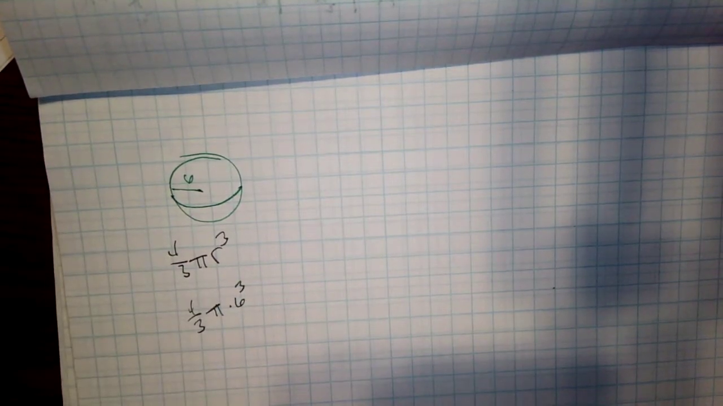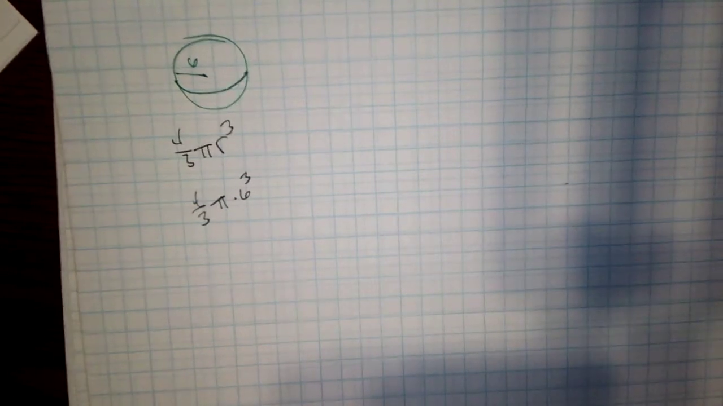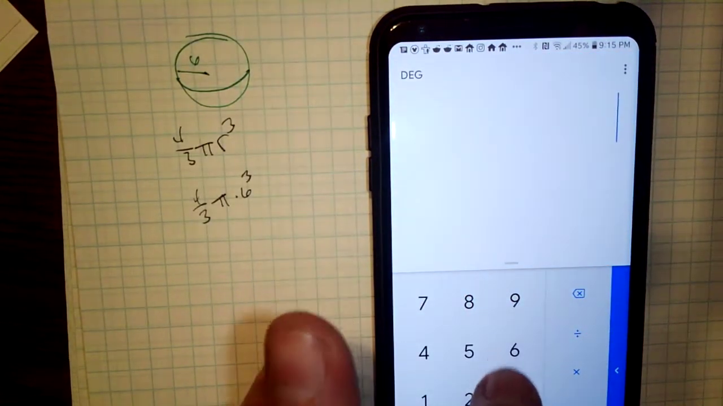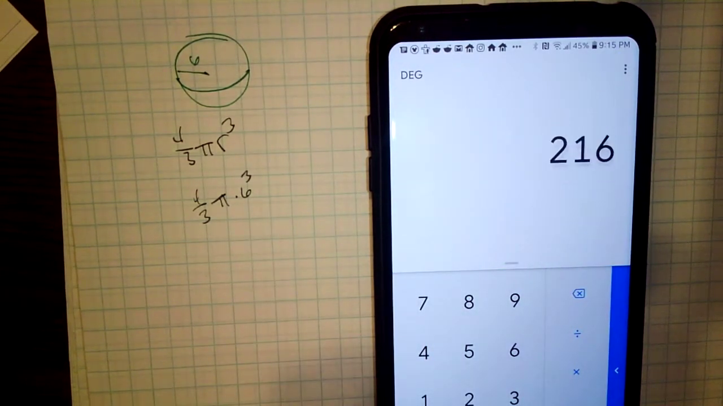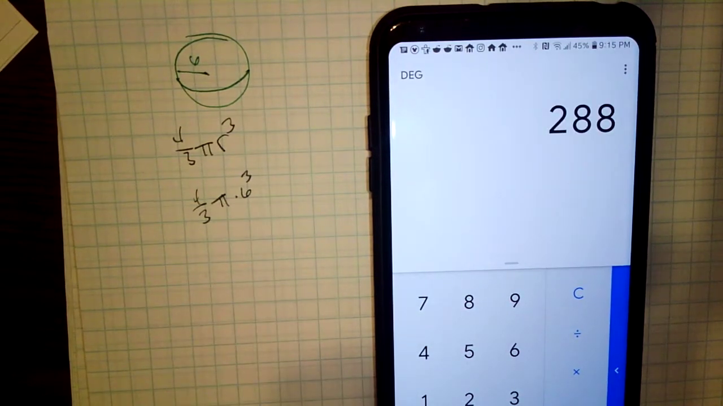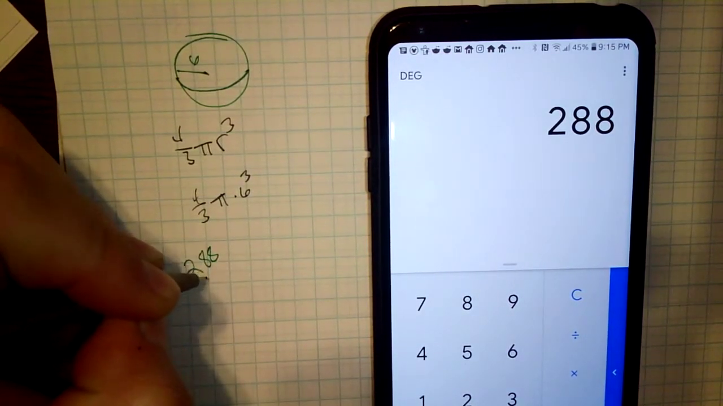So 4/3 pi times 6 cubed. You can do this step by step the way I have been doing it. So I'll pull up my calculator. We'll walk through it again. Let's do 6 to the 3rd power equals 216. Divide that by 3 equals 72. Now I'm going to multiply it by 4, 4 times 72 equals 288 pi. This is one of the worksheets, so you can leave it there at 288 pi.